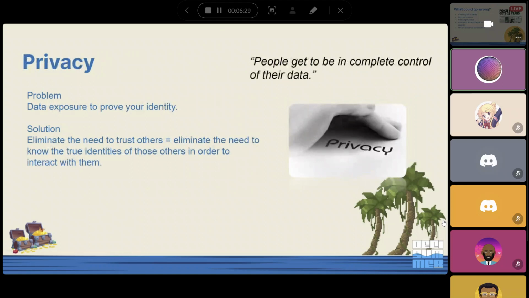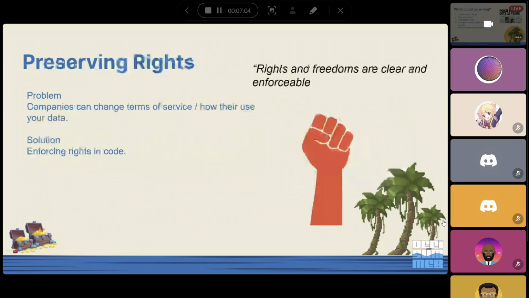Then there is privacy, which goes on to the point that I previously mentioned, that data exposure can prove your identity, especially in something like cryptocurrency, which has a lot of use cases. This in turn can result in all of your financial transactions or data or most sensitive information being exposed on the internet. And this eliminates the need to trust others, because you can have millions of addresses. People don't know it's you unless at some point you revealed it was you and didn't do much to abstract that.